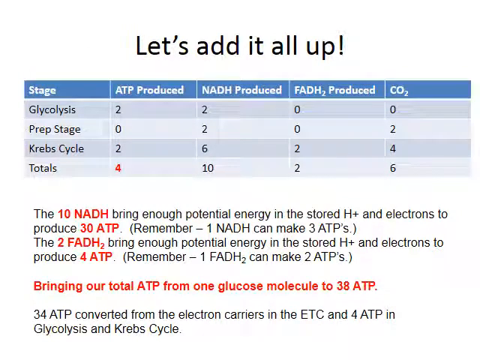All right, so here let's just add it all up. I know there's a lot of numbers on here, but let's add it all up. So you can see glycolysis and prep stage. We already covered those guys. But let's look at our totals here.